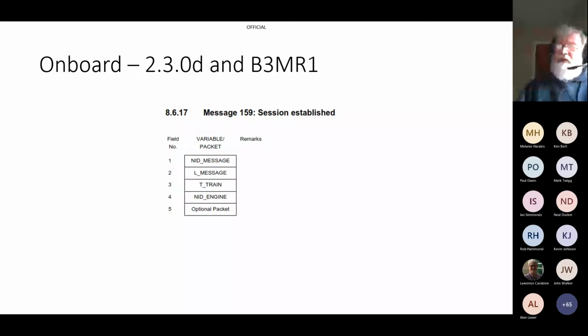So if you looked at the specifications for Cambrian 230D, or even at baseline 3 MR1 specifications, the response from the onboard to the trackside, message 159, includes 5 fields, and the last one is an optional packet. The optional packet is normally packet 3, which is a list of the telephone numbers for the onboard. But it doesn't have to be included.